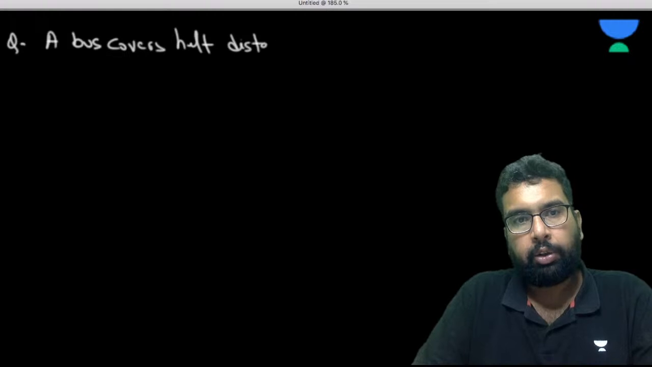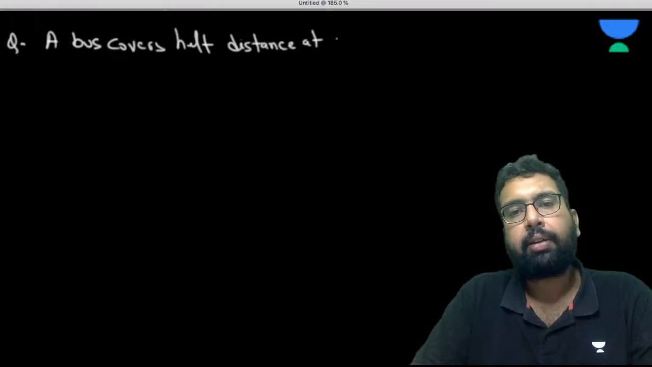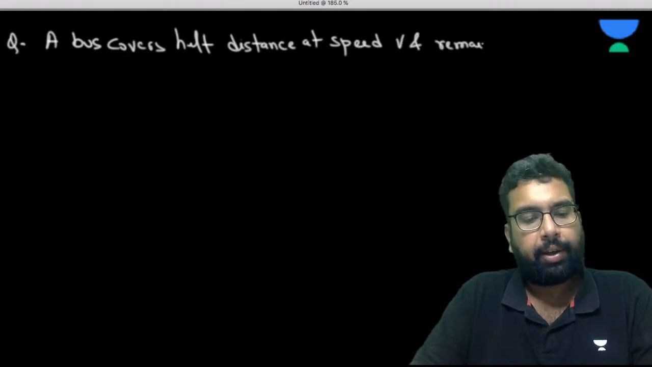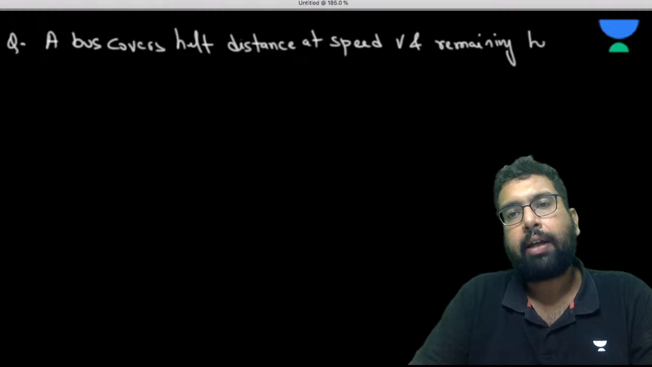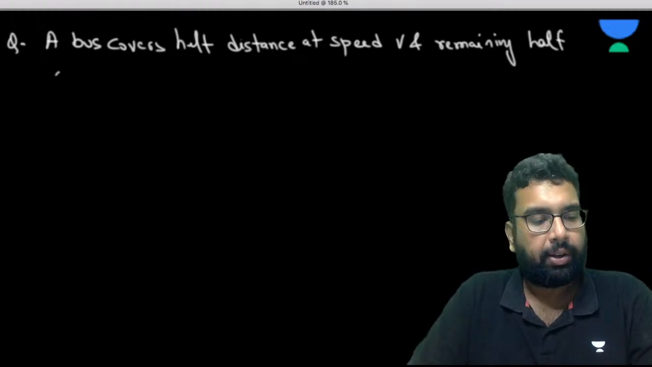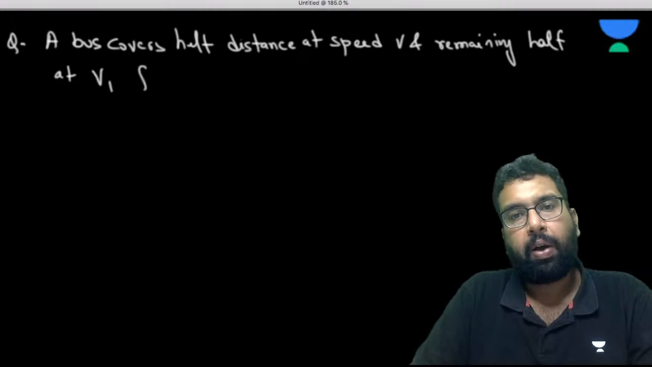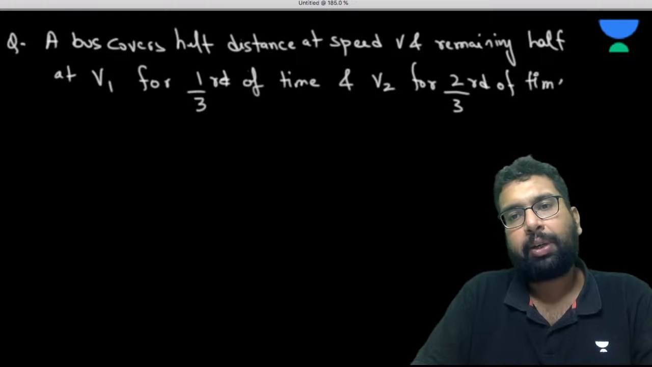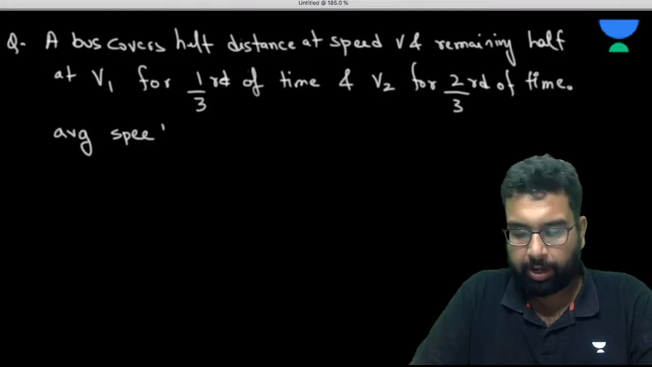A bus covers half distance at a speed v and the remaining half at v1 for 1/3 of time, and v2 for 2/3 of time. So in this case, you need to get the average speed. Please go for it.